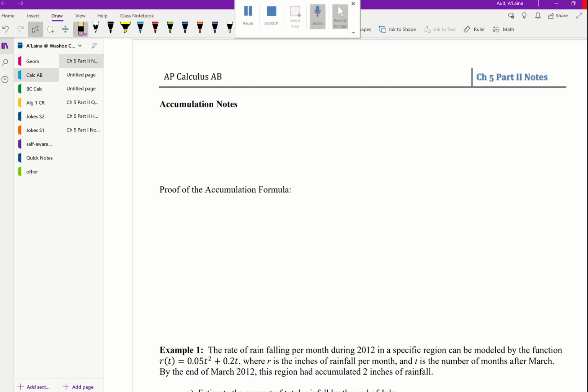Welcome to the Calc AB Notes on Accumulation. The idea of accumulation is the idea of adding and collecting areas. Typically, we're going to use this with integrals, but it's the idea of adding new amounts to old amounts. And that would tell you a final amount.